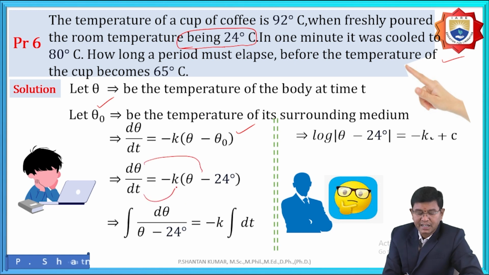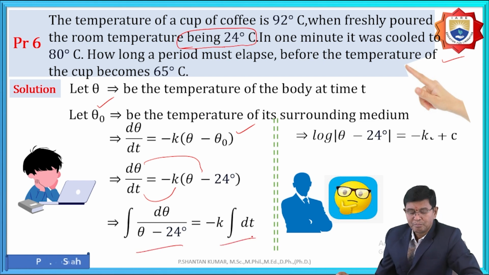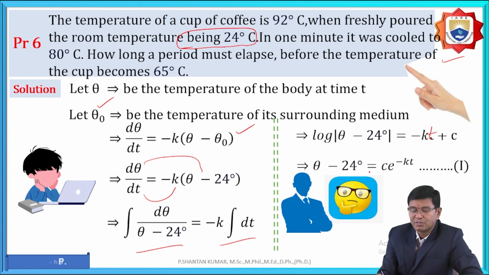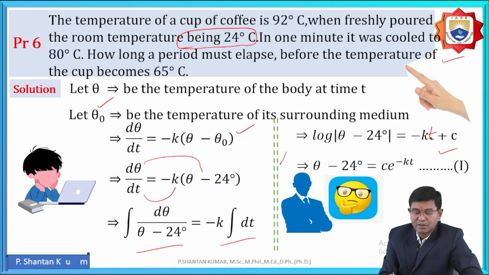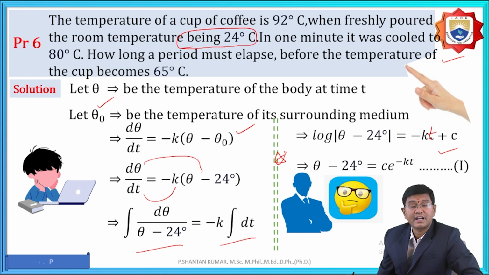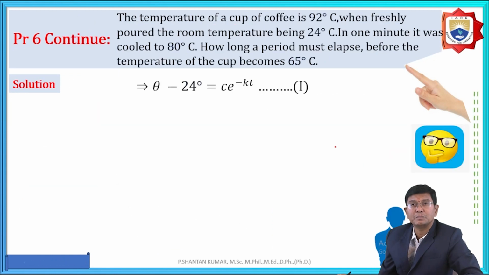Again, by integrating on both sides, log(θ - 24) = -kt + c. Now θ - 24 = c·e^(-kt). This is important to remember for calculating the values. Based upon this, we need to find out first c, then k and t, and finally we need to find the θ value.